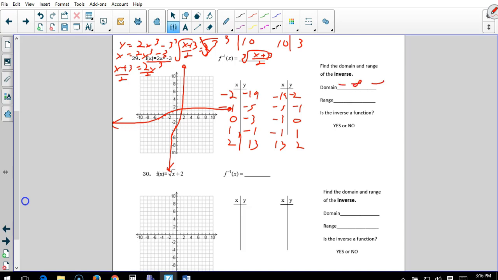So the domain and range of the inverse. Domain, left forever, right forever. Range, how low does it go? Forever going down a little bit, and forever going up a little bit. Is it a function? Yes, it is.